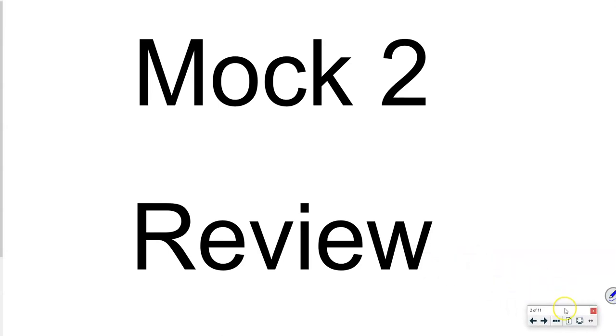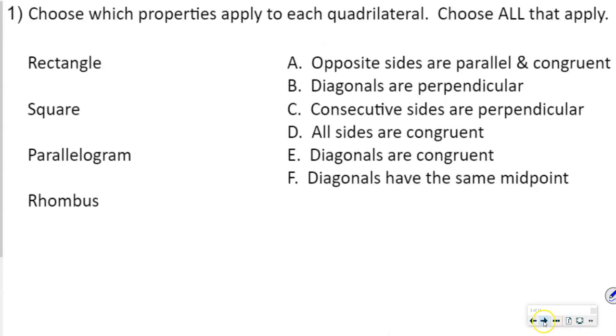In this video, we are going to go over the Mock 2 review, which is our second test of the semester. So, this first one says choose which properties apply to each quadrilateral, apply all, or choose all that apply. So we're going to work through these one at a time. Opposite sides are parallel and congruent. Well, that's all of them because they are all parallelograms, okay? So we're going to put A for all of them.